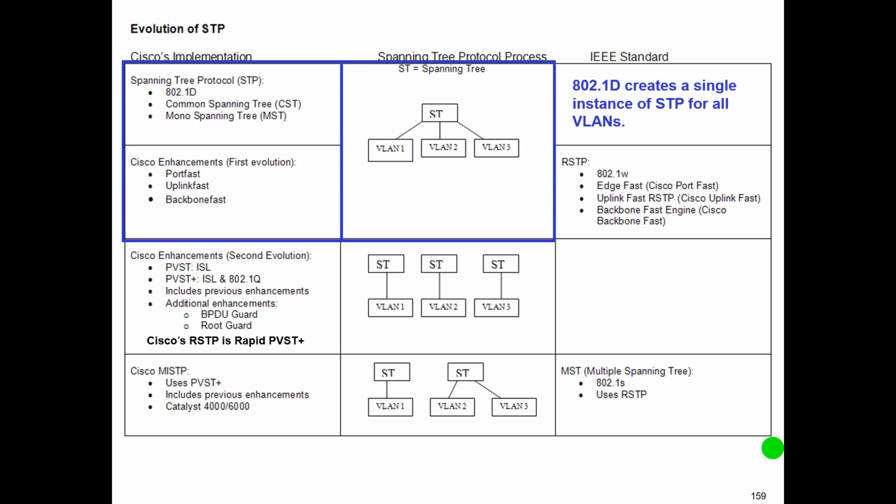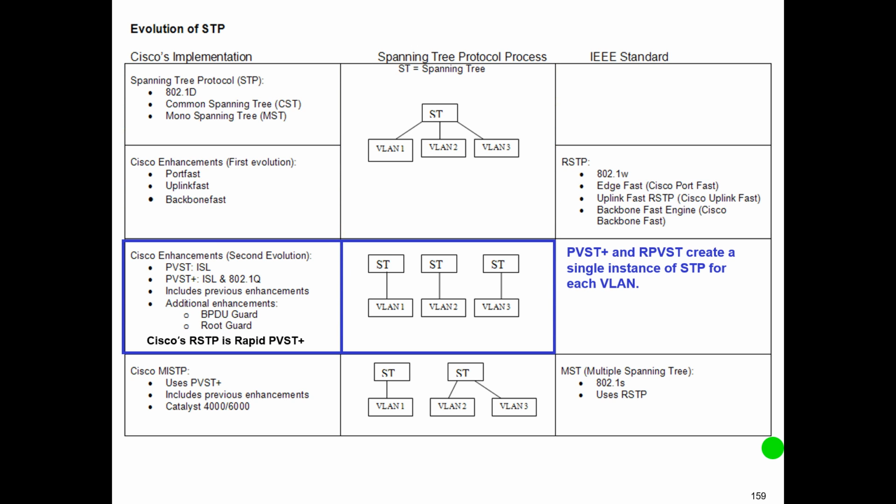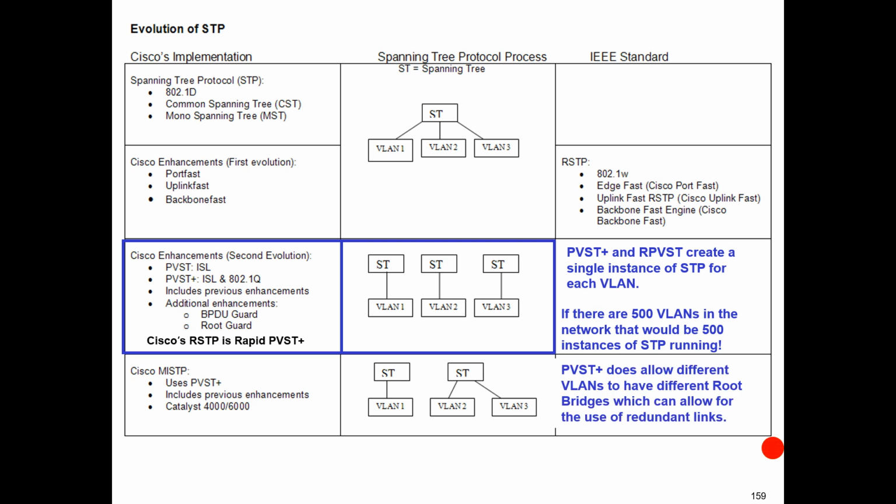So we've already discussed our first evolution in STP. We've already talked about our Cisco Enhanced second evolution, and that is our PVST and RPVST. If there are more than 500 VLANs in the network, that would be 500 instances of STP running. That's kind of unrealistic, because there's going to be a version of spanning tree per VLAN. So PVST does allow different VLANs to have different root bridges, which can allow for the use of redundant links.